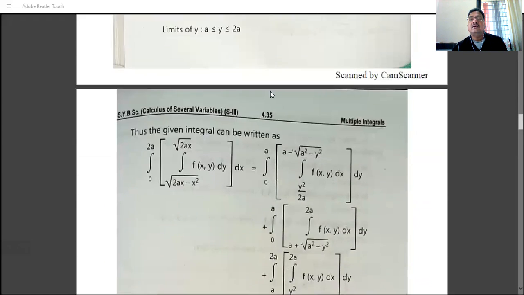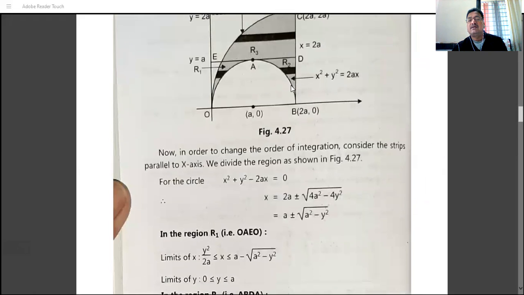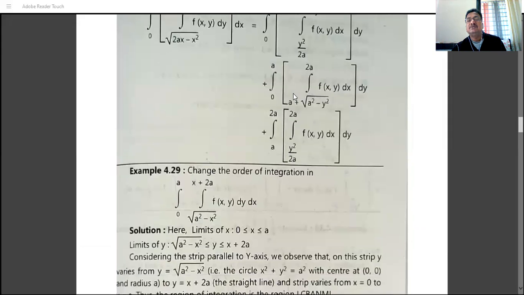Okay. And in order to cover this region R2, we have to move the strip from this point B to D. At the point B, y is 0. At the point D, y is a. So y runs from 0 to a.